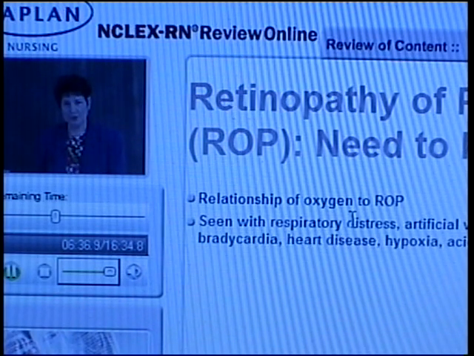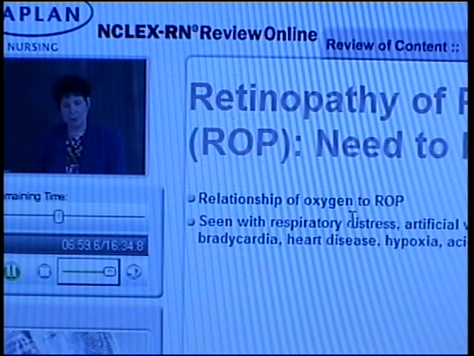It usually, or frequently, occurs in infants of low birth weight, that is under 3 pounds 8 ounces, or infants of short gestational age, meaning before 28 weeks. ROP is due to high concentrations of oxygen. They cause constriction of the retinal vessels, and that causes them to become necrotic.